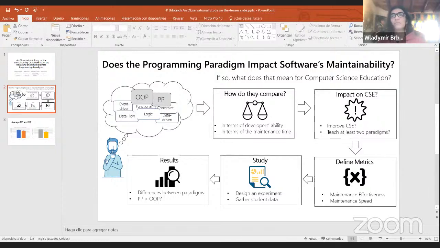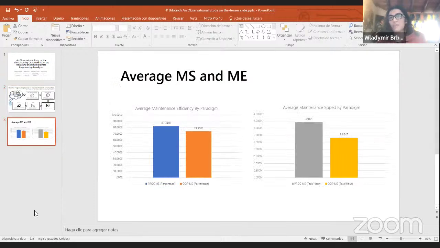When we gathered the results in the end, we found some counterintuitive things. Mainly, procedural programming yielded better results on average. The students were 80.3 more effective using procedural, and they were also faster using procedural, right? That's counterintuitive because, first of all, the students had more experience with object-oriented programming, since our whole curriculum is based on object-oriented programming, from the first semesters to the final ones.